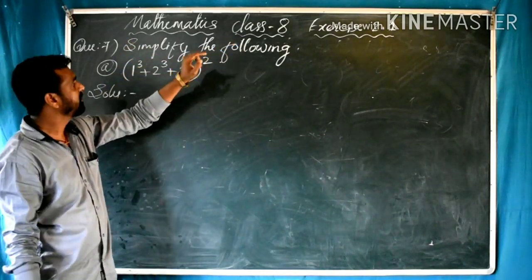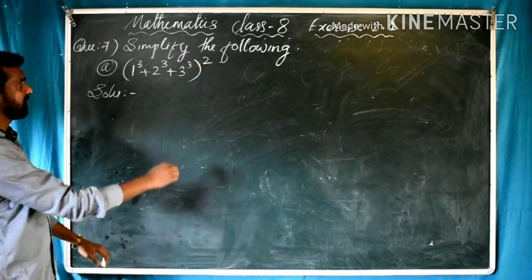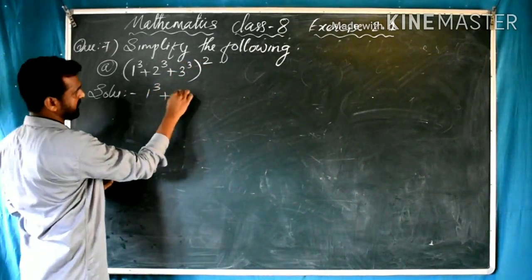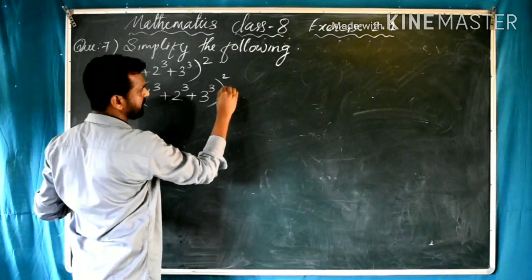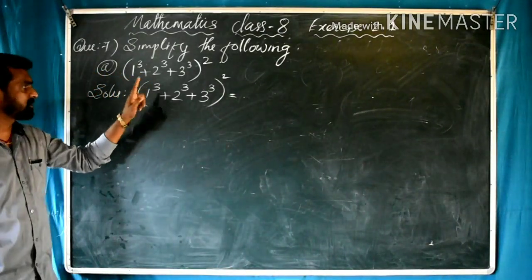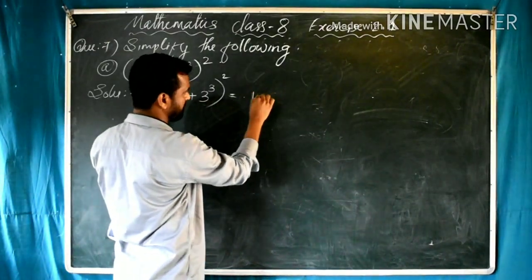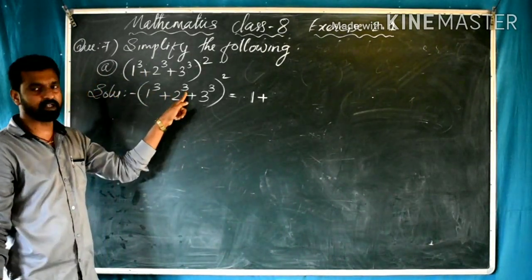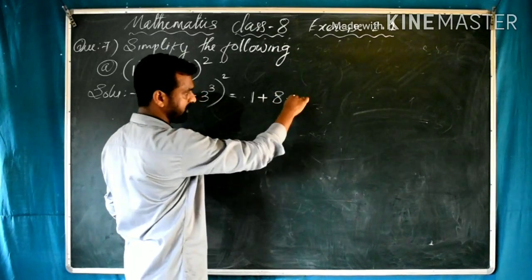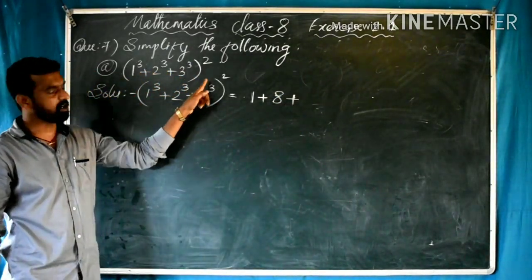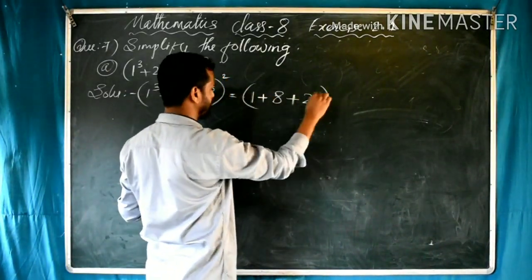Okay, now question number 7. Simplify the following: 1 raised to 3 plus 2 raised to 3 plus 3 raised to 3, the whole raised to 2. 1 raised to 3: 1 is multiplying 3 times, 1 into 1 into 1 is equal to 1, plus 2 raised to 3. 2 is multiplying 3 times, 2 2s are 4, 4 2s are 8, plus 3 raised to 3. 3 is multiplying 3 times, 3 3s are 9, 9 3s are 27. The whole raised to 2.